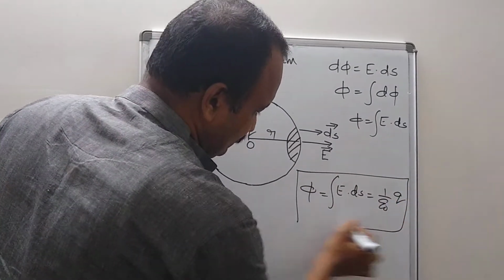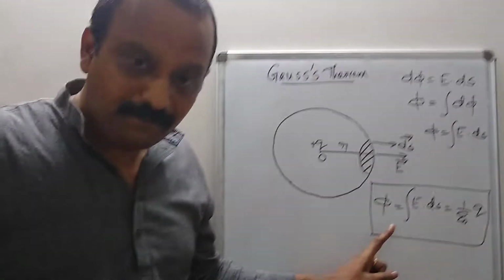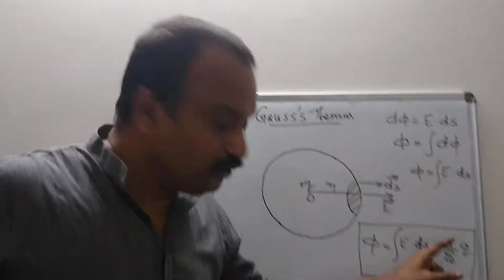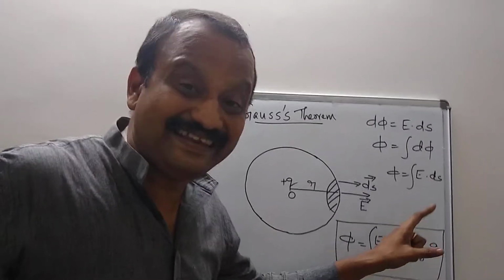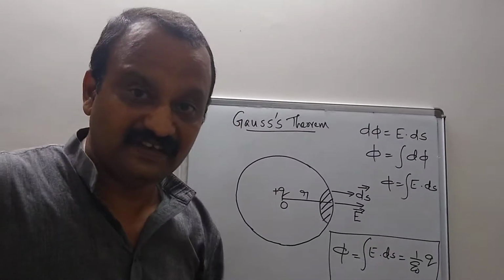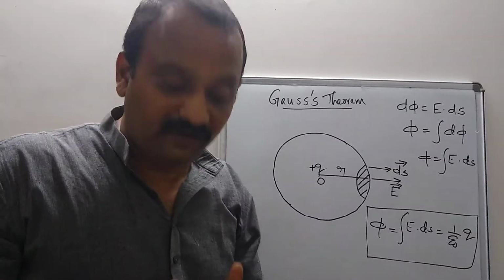This is Gauss's theorem. Once again, total flux over any closed surface is equal to 1 by epsilon 0 times the net charge enclosed by the surface. This theorem is called Gauss's theorem.